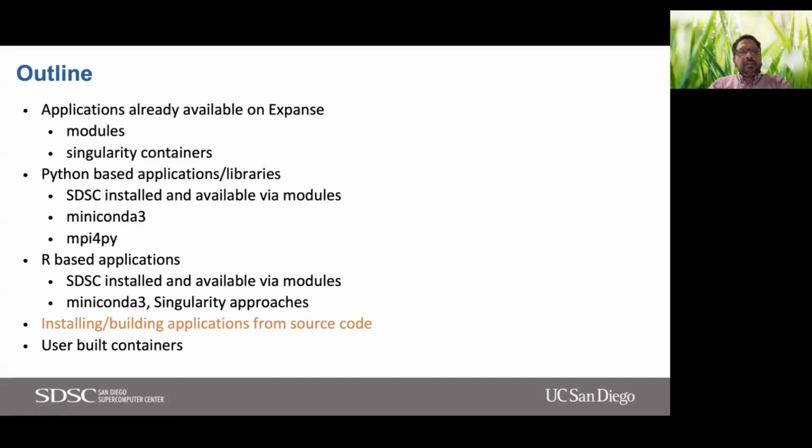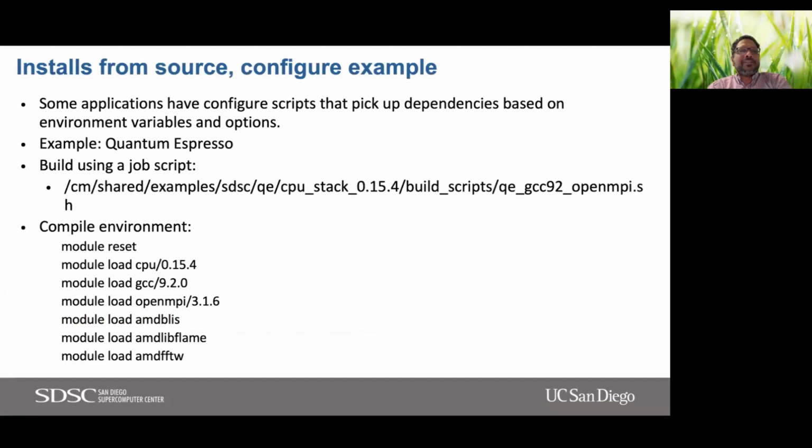So the next thing I want to talk about is building and installing applications from source code. Now, a decade ago you would probably all be doing this, but now things have changed quite a bit. But building from source, I think there was a question about configure scripts and so on. Some applications have configure scripts that pick up dependencies based on whatever environment variables and modules you have loaded. One good example is Quantum Espresso, and this is a build script that I have as an example in CM shared examples.